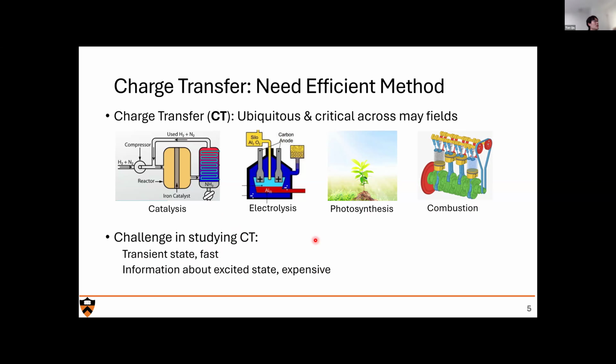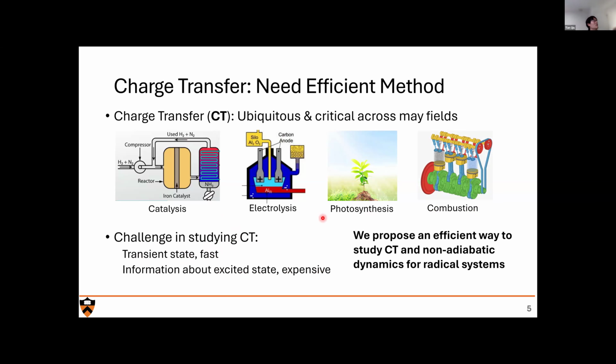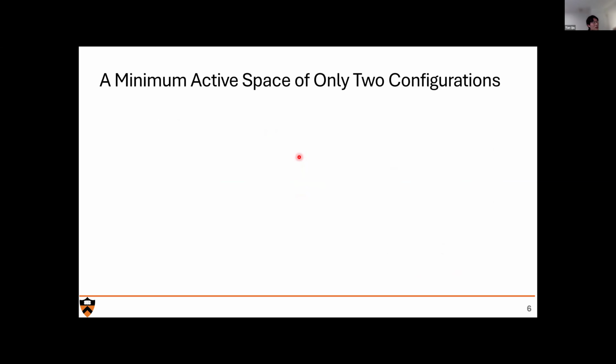So what we want to deliver to this field today is a method that one can use to study charge transfer and run non-adiabatic dynamics very efficiently. I will talk about the radical system here as a start. Since we focus on efficiency, our goal is to use the minimum possible number of configurations to study charge transfer. And obviously, we have to include at least two configurations, one for the donor and one for the acceptor.